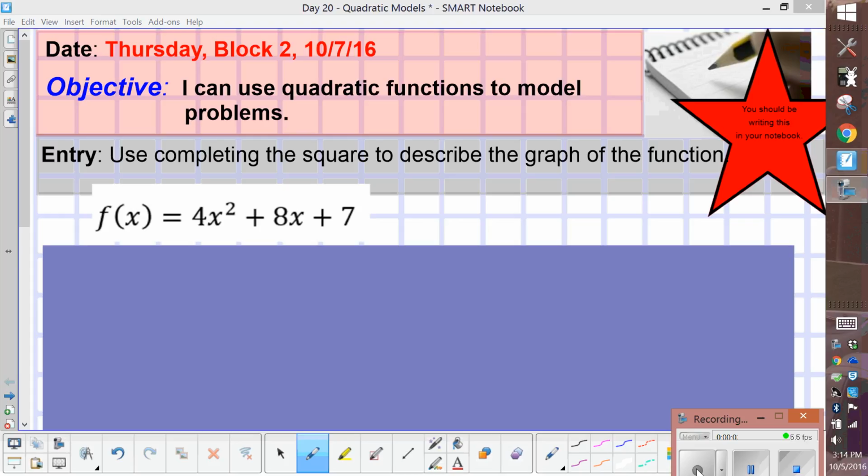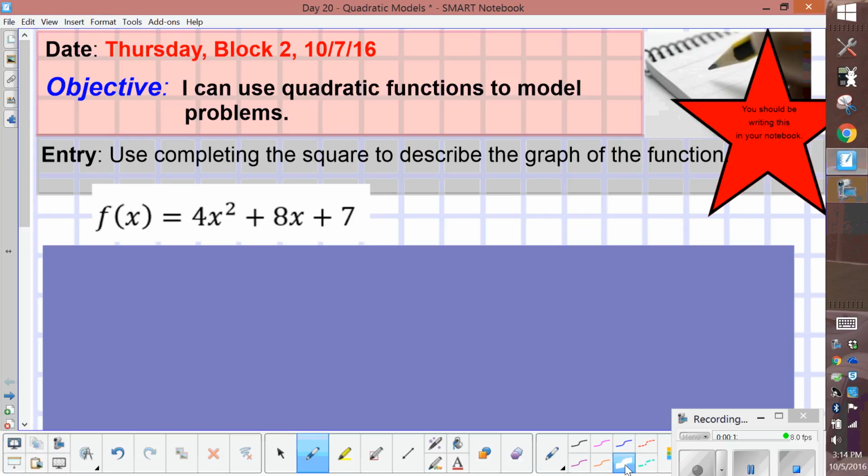Okay, we're going to start out by changing this standard quadratic equation into vertex form. And we'll start off with the methods we've used the last few days. I like to go ahead and get rid of this f of x, and I'm going to do the work down here in this purple box.